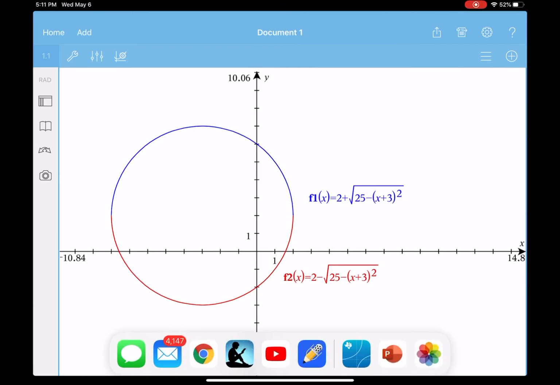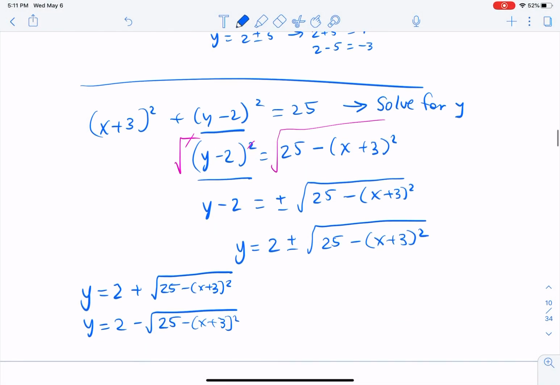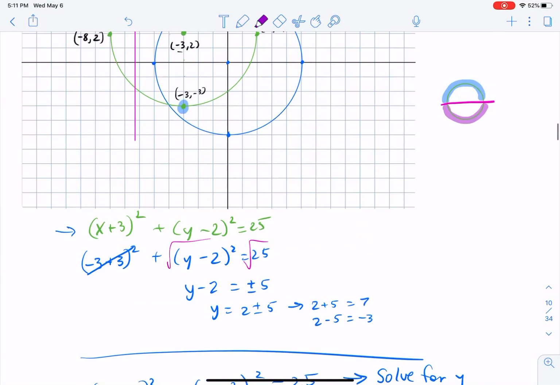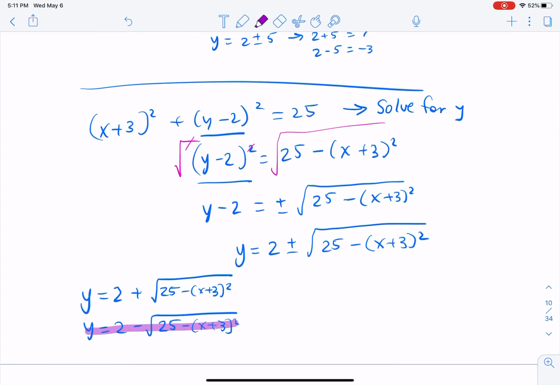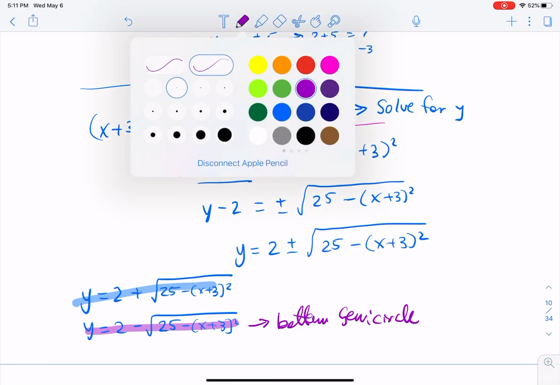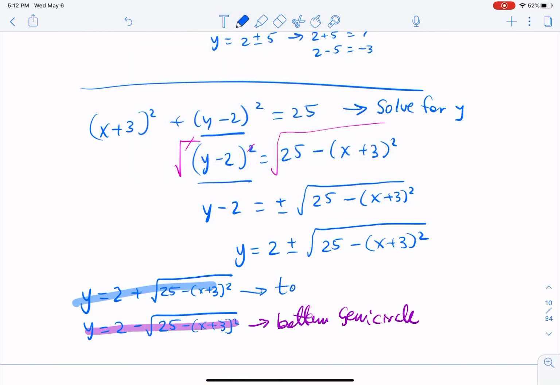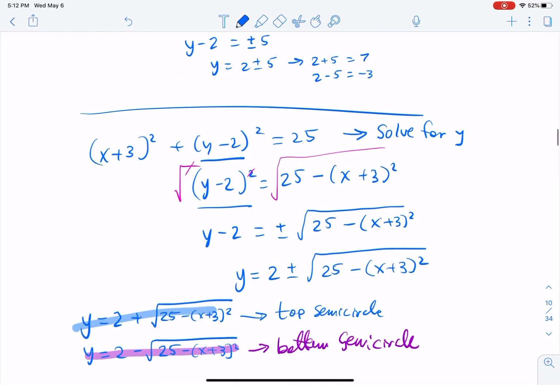And so when I come back over here, what colors did I use? Let's make sure I match this up. This is the bottom half of that circle, the bottom semicircle. And then I think I used blue on the other one. That one is the top semicircle. So a circle is not a function, it's actually two functions in disguise.